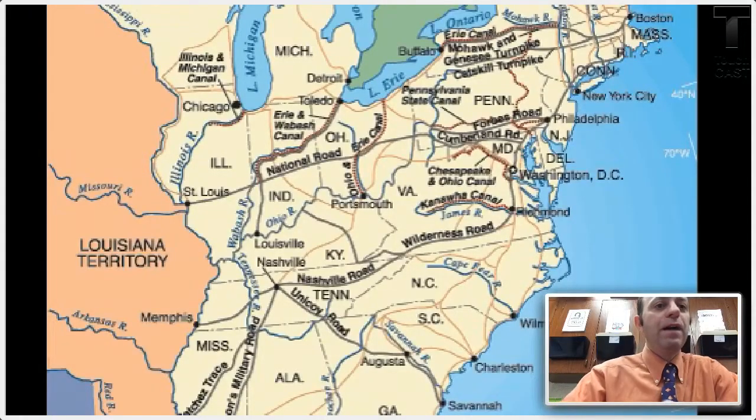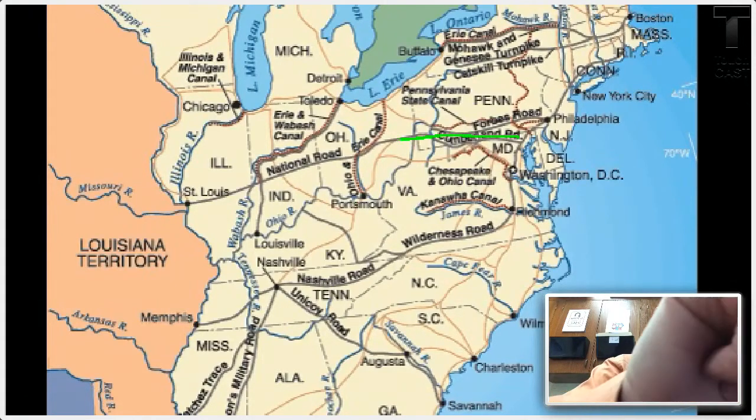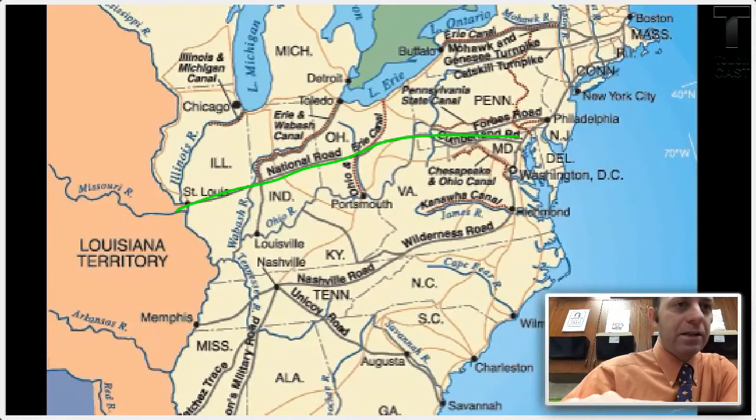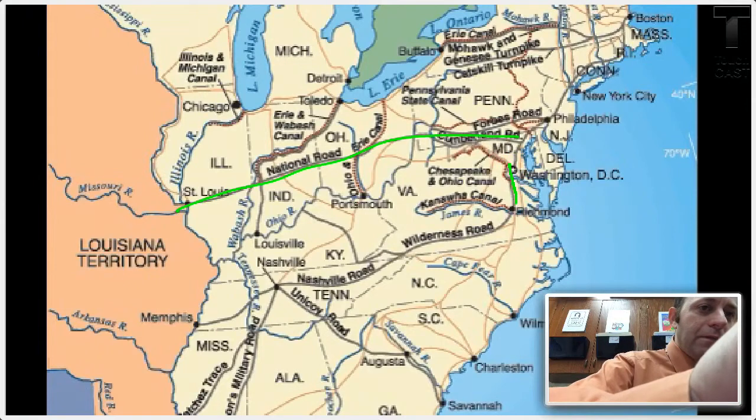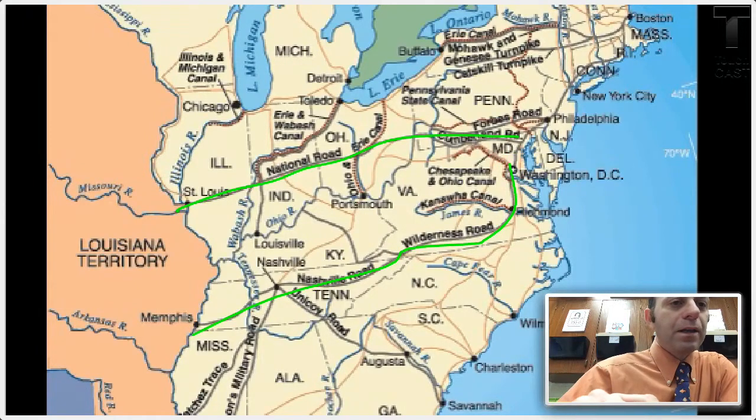Eventually, this road is going to be added onto, as we see here. We have a map of the United States that combines both the canals and the roads. Now, to help make it a little bit easier for everybody, here we've got the Cumberland and National Road that takes us all the way from Baltimore. But we also have the Wilderness Road that takes us out into the south.